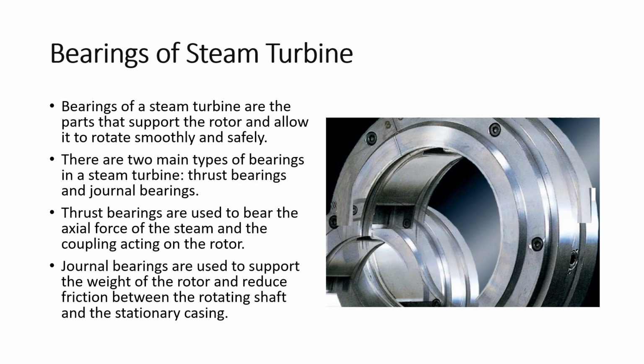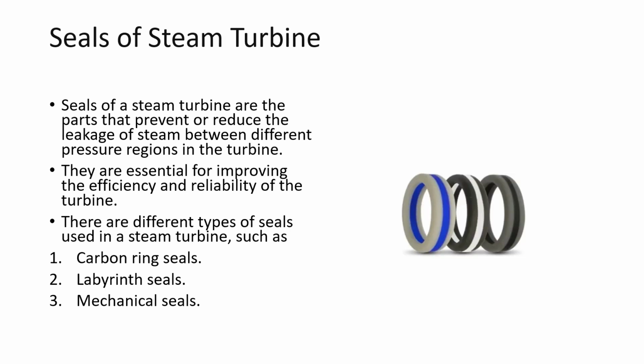Seals of a steam turbine are the parts that prevent or reduce the leakage of steam between different pressure regions in the turbine. They are essential for improving the efficiency and reliability of the turbine. There are different types of seals used in a steam turbine, such as carbon ring seals, labyrinth seals, mechanical seals.